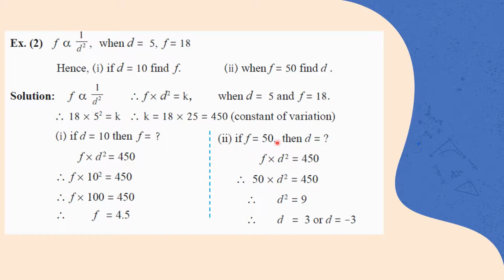Second, if f is 50, we have to find the value of d. So substitute the value in your equation of variation. F into d square is equal to 450. So 50 into d square is equal to 450. Dividing both the sides by 50, we get d square is equal to 9. Now by taking square root on both the sides, you get d is equal to plus 3 or d is equal to minus 3.